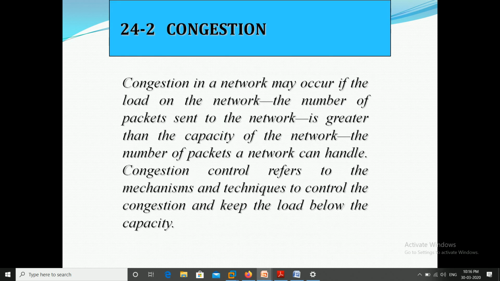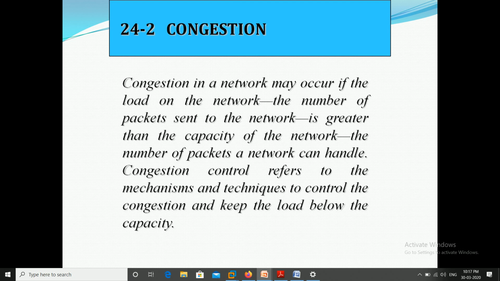Obviously, congestion, a very simple term, means jam, traffic jam. Now, congestion in a network, when will it occur? Obviously, when the load of the network is higher than the capacity of the network. That means the number of packets sent in a network is greater than the capacity of the network.